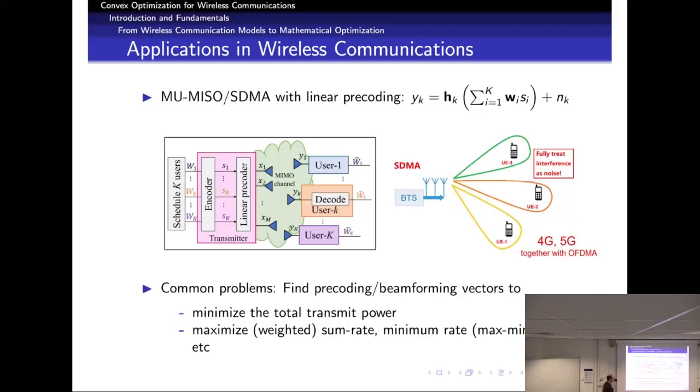And so with sum rate maximization, you really want to maximize the throughput in the network. With minimum rate, you want to maximize the fairness among all the users, right?